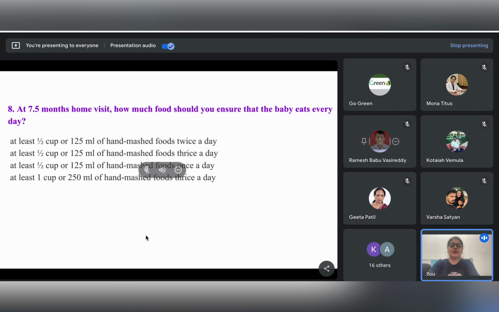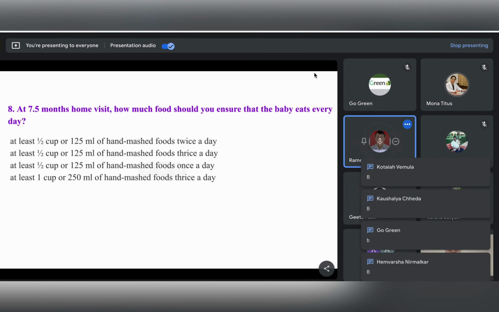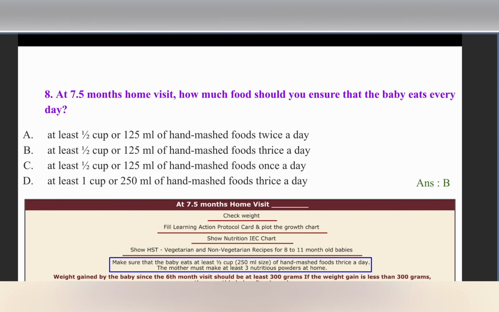Next question: at 7.5 months home visit, how much food should you ensure that the baby eats every day? We have discussed 8 months and 9 months. So what do you think would be this? Option B. What about others? I need more answers because I know all of you have already attempted these questions. It is B. Option B, correct. As most of you have very correctly said, the answer is at least half a cup or 125 ml of hand mashed foods thrice a day.